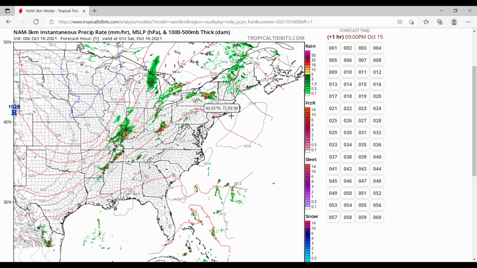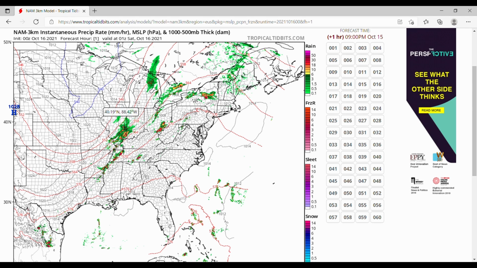Today we are talking about the sporadic thunderstorms from the Ohio River Valley moving into the northeast. So we're going to be taking a look at the NAM 3-kilometer model simulated radar.